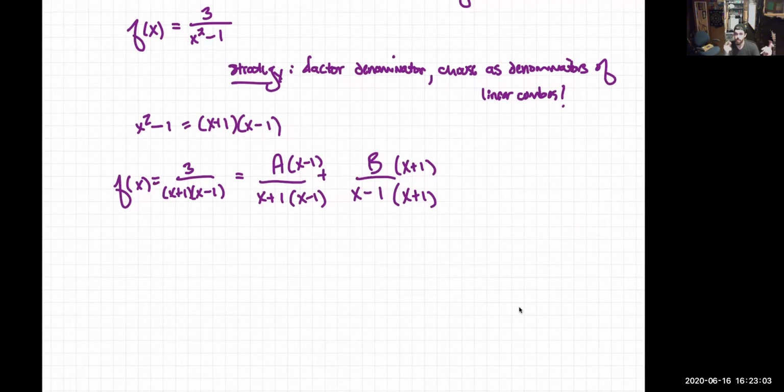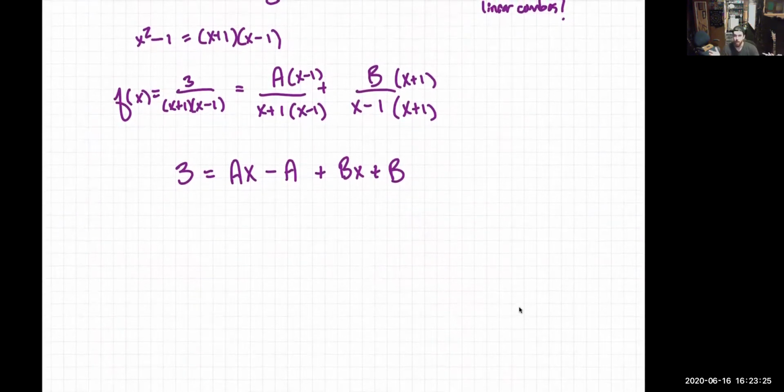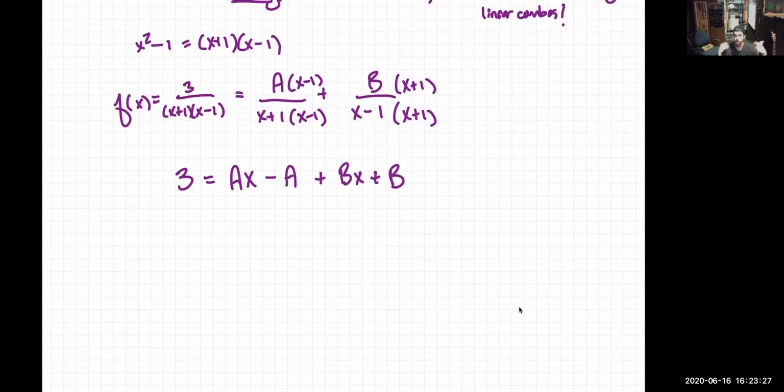So the denominators are all equal now because we have a common denominator, and now I can just look at how the numerators will all expand. So this would be 3 is equal to a times x minus 1, which is ax minus a, plus b times x plus 1, so bx plus b. We can create our system of equations based on the following fact, that if two polynomials are equivalent, all their corresponding coefficients have to be equivalent.